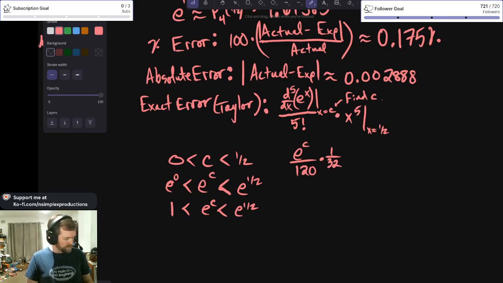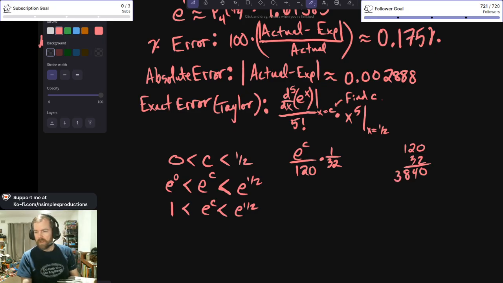Next question, where do they go with this? Let's see. So this thing here, 120 times 32: 0, 2 times 0 is... 4, 1 times 2 plus 2 times 3 is going to be 8, and 3 times 1 is 3. So 3840.